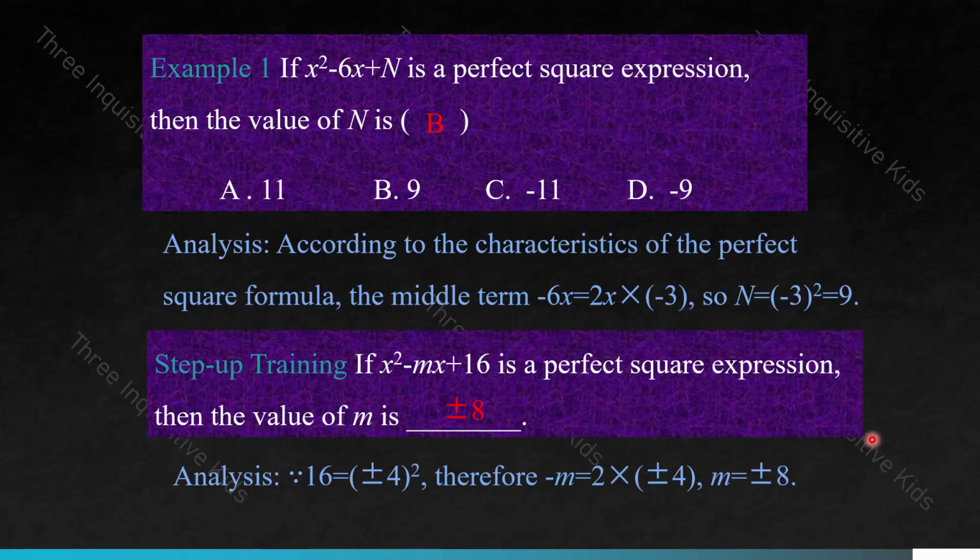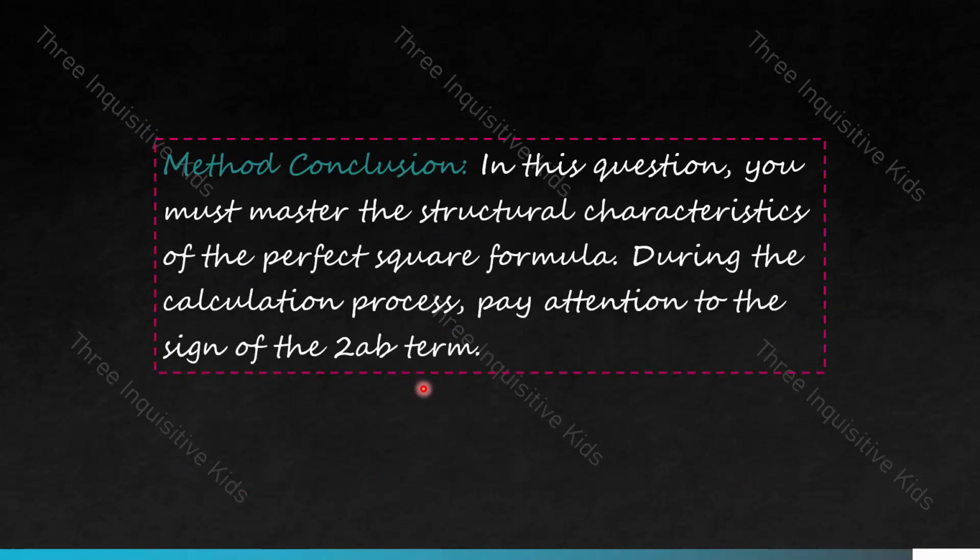Here, our solution is again looking at what types of terms already exist. X squared is already a perfect square term. 16 is also a perfect square. So now we are also taking apart the middle term. Taking it apart, we are finding the base numbers. Here's our method conclusion. In this question, you must master the structural characteristics of the perfect square formula. During the calculation process, pay attention to the sign of the 2ab term.